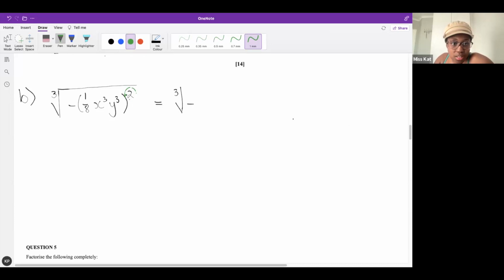It's a nice word that starts with a D. We distribute, guys. Nice, we distribute. So then it's going to be an 8th squared. Why would I write a half? It's because I said squared while I was writing. So it's an 8th squared times x cubed squared and y cubed squared.